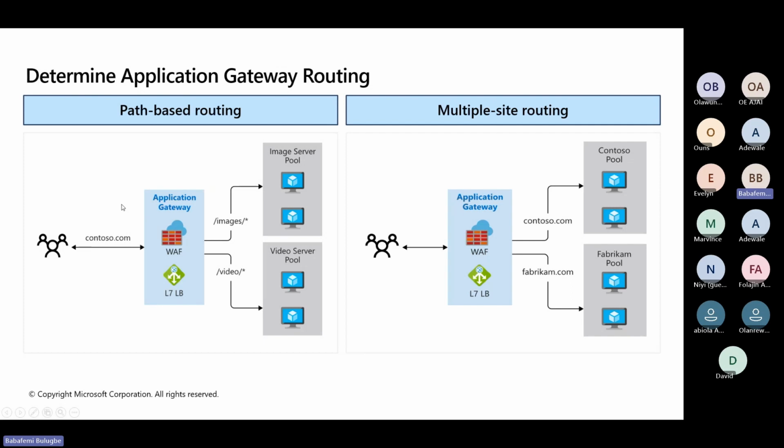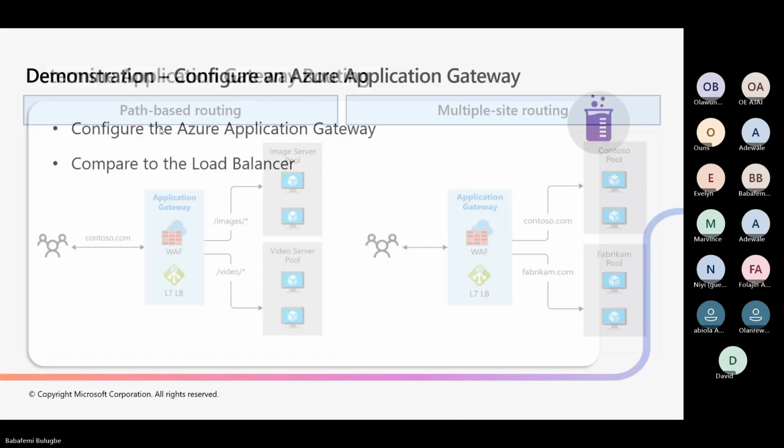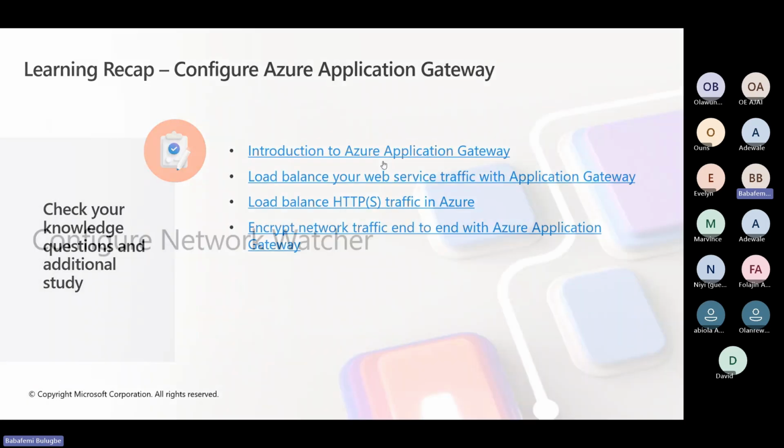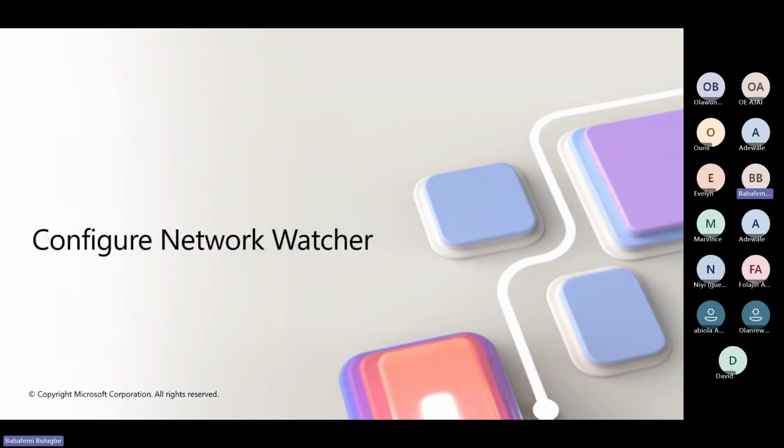But if we have the path-based, it's just one URL, but depending on what you want to access. So if it's an image, when you want to access an image, the user is redirected to the pool hosting the image. And if it's video, the user is redirected to the pool hosting the video. And that's what we call path-based routing. So the last thing is for us to configure an application gateway. Any question before we go ahead to the network watcher?